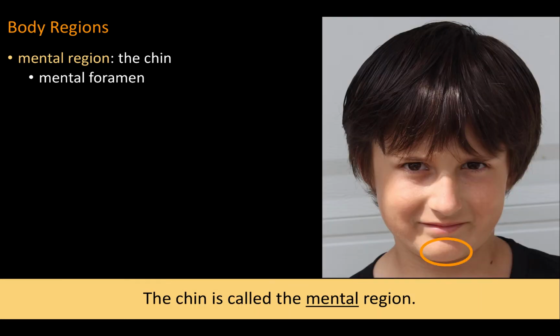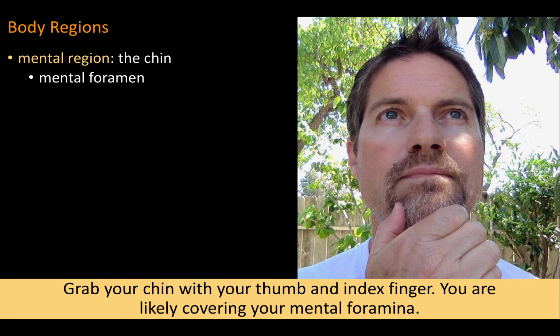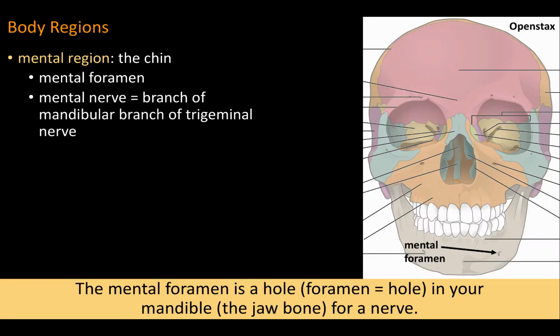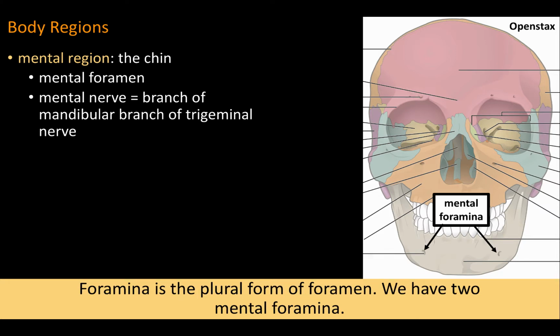The chin is called the mental region. Grab your chin with your thumb and index finger. You are likely covering your mental foramina. The mental foramen is a hole, foramen equals hole, in your mandible, the jawbone, for a nerve. Foramina is the plural form of foramen. We have two mental foramina.